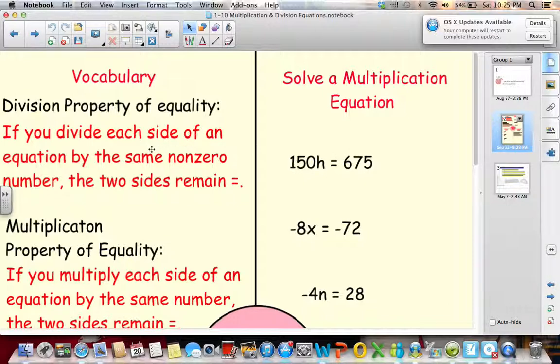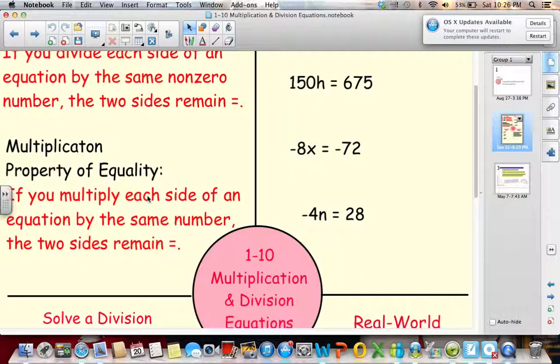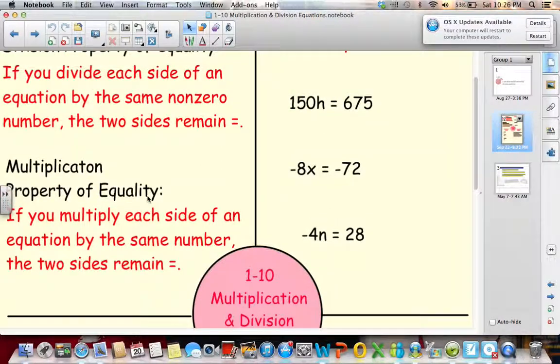Solving multiplication and division equations is not super different than solving addition and subtraction equations. The division property of equality basically says that if we divide each side of an equation by the same number, the two sides are the same. And the multiplication property of equality is if you multiply each side of an equation by the same number, the two sides remain equal. You can remember, if we add the same number to each side, it's equal, and if we subtract the same number from each side, it's equal.